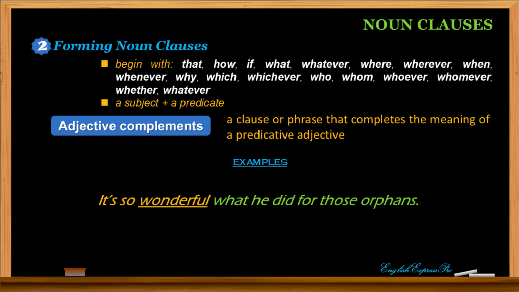It's so wonderful what he did for those orphans. What he did for those orphans is the complement of the adjective, wonderful. They're unsure whether this is the right decision. Whether this is the right decision is the complement of the adjective, unsure.